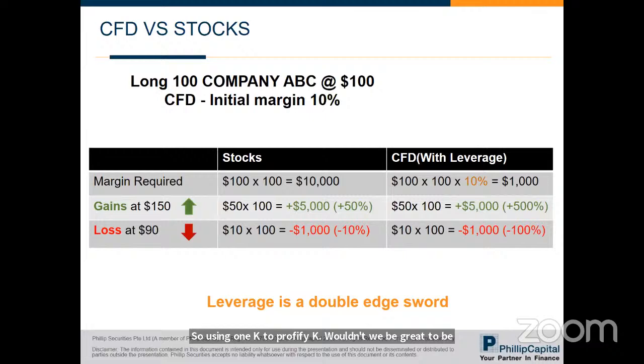So let us now look at the bearish side. When the market goes against you, say company ABC went down by $10, we'll be losing $10 per share. So for stocks, we'll be down by $1,000, and that is 10%. However, for CFD, we will be down by $1,000, and that is 100%. So this is why leverage is a double-edged sword. It can amplify your gains and losses.